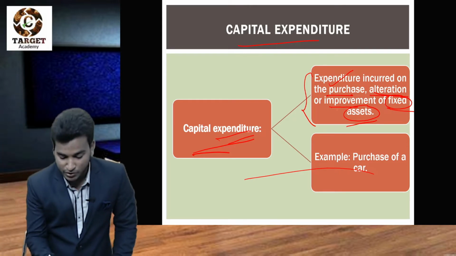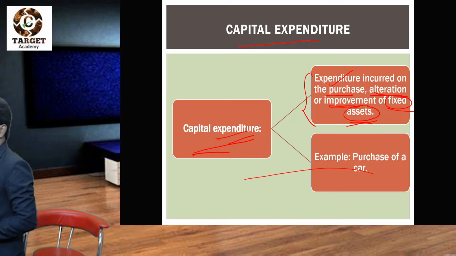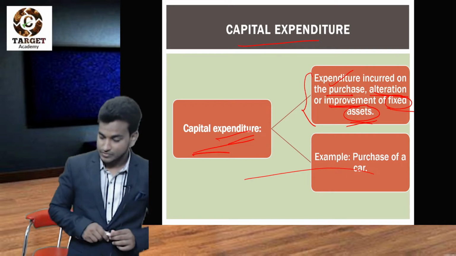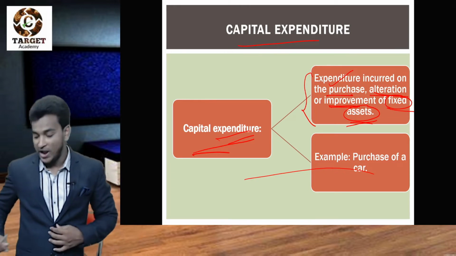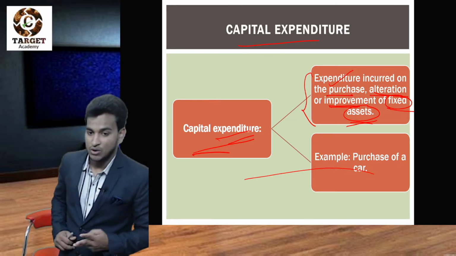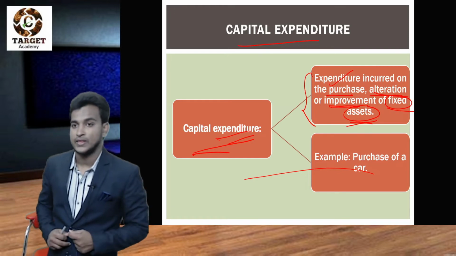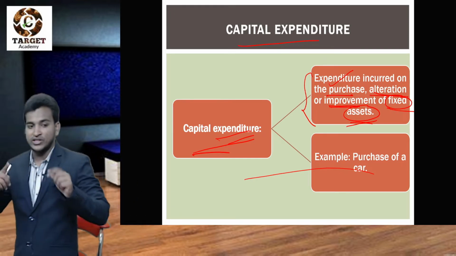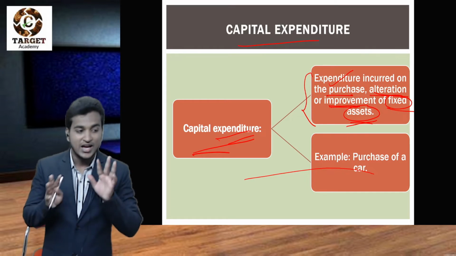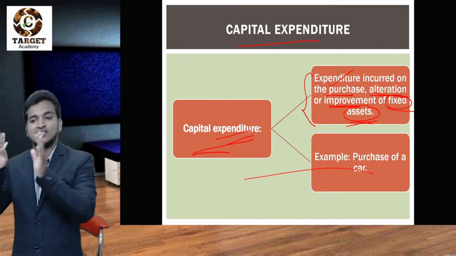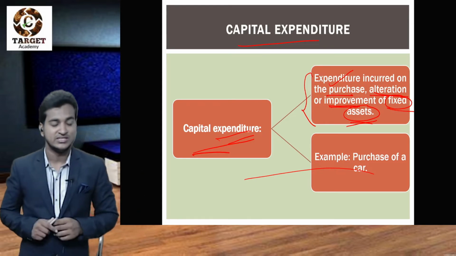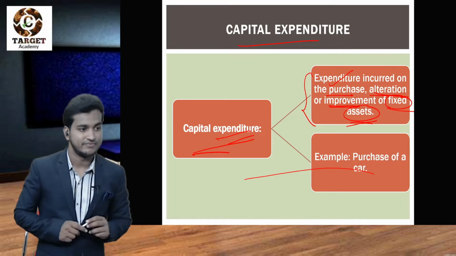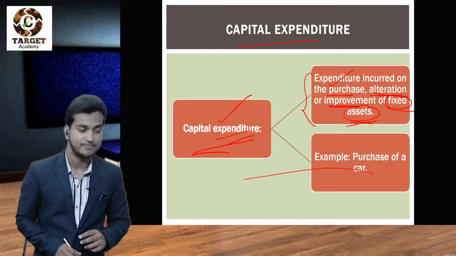Last one, improvement of fixed asset. Let me take the same example. We have a building with 2 floors. We have to construct one more floor in the same building. That means we are just improving our building by constructing another floor or another room. Either room or floor, we are just improving the capacity of the asset. That is called capital expenditure.